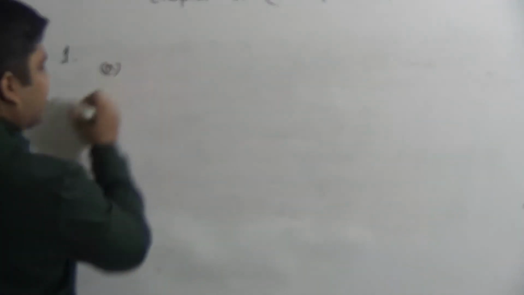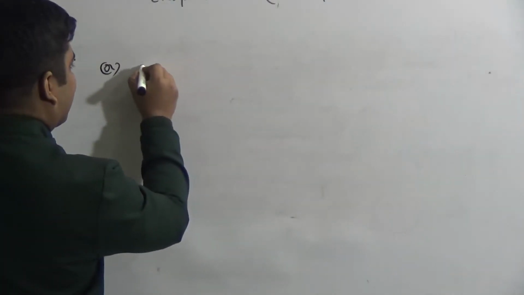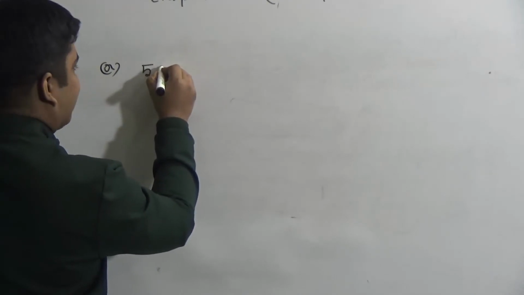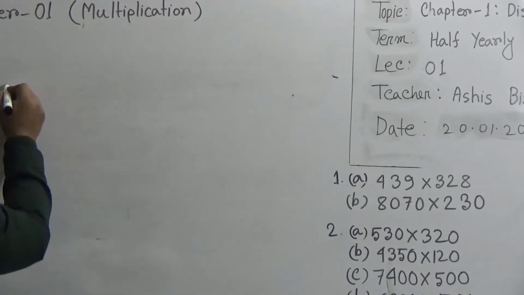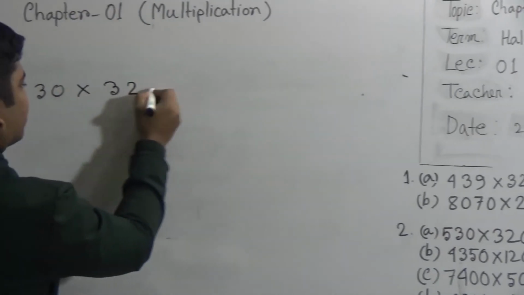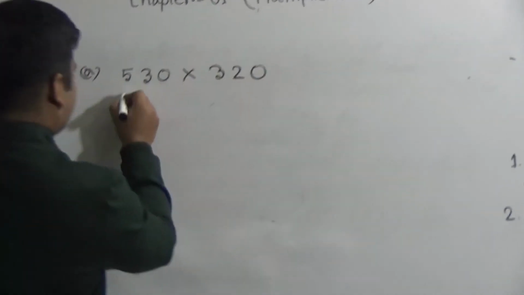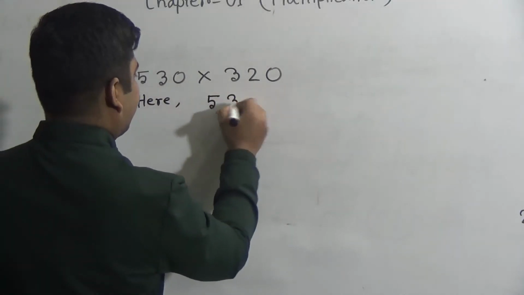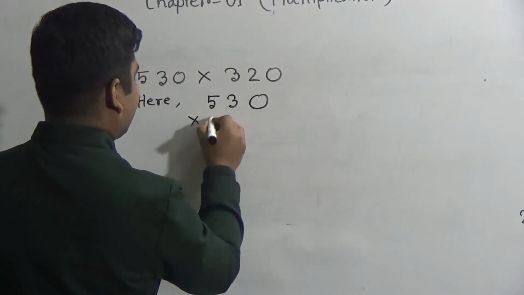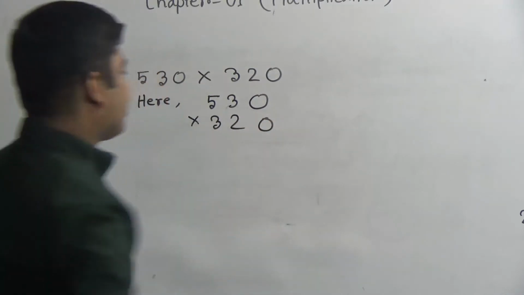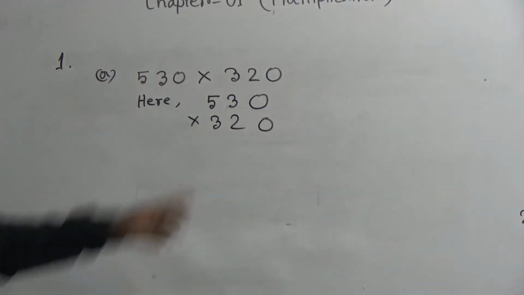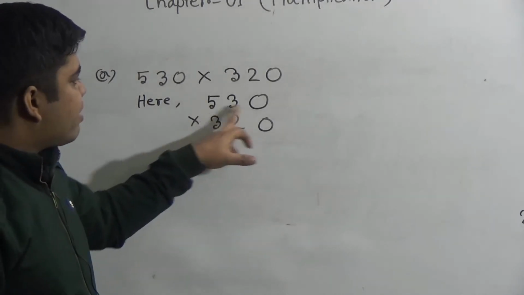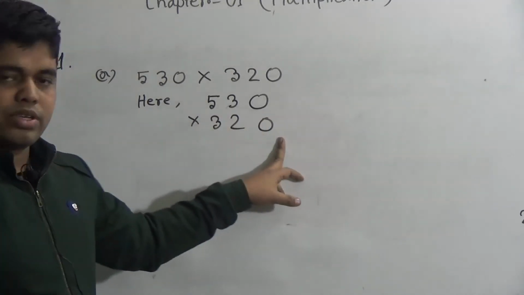Okay, my dear student, question number A. First of all, you notice a number: 530 multiplied by 320. So first of all, write that here: 530 multiplied by 320. My dear student, notice here 530 multiplied by 320.